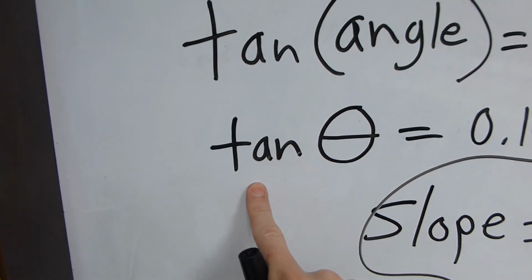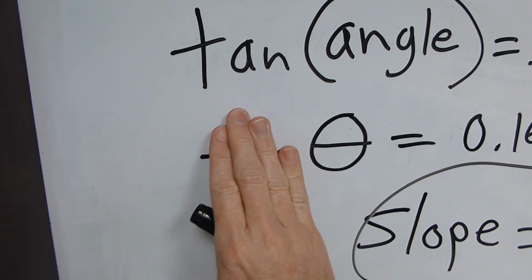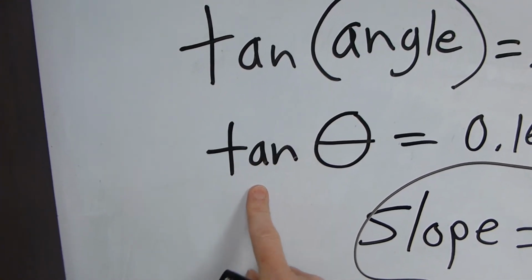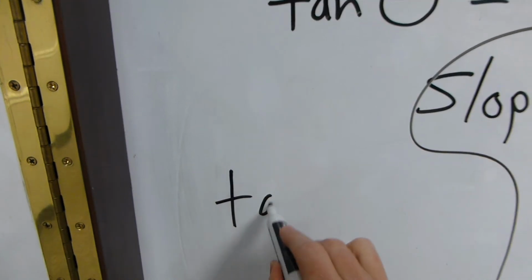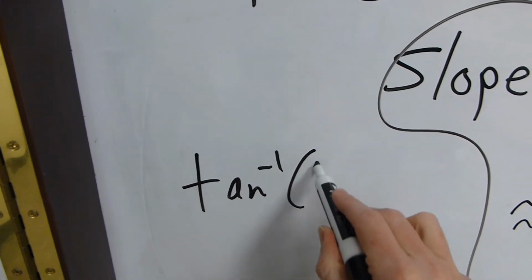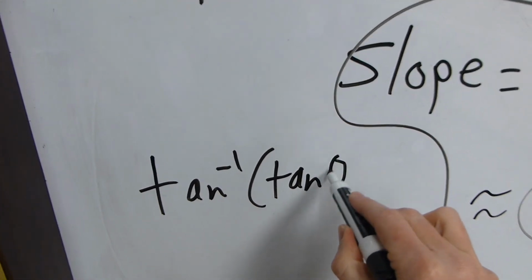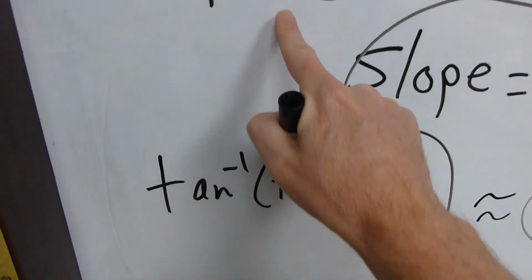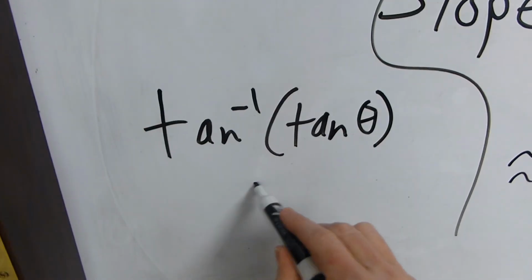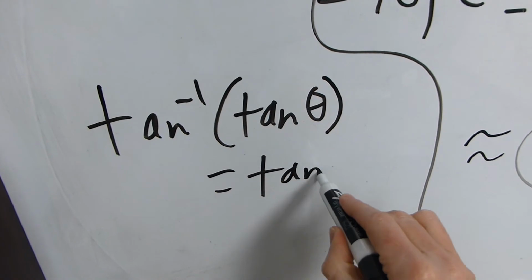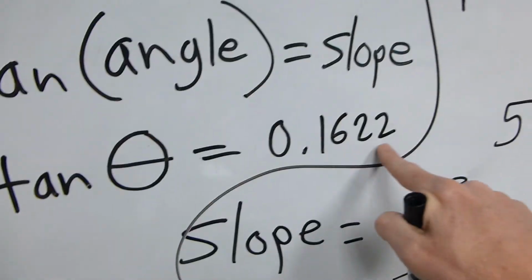How do you get rid of tangent so that you can get theta by itself? There's only one way to get rid of tangent. Inverse tangent. Remember this one? So if I take the inverse tangent of the left side, I'll take the inverse tangent of the right side.